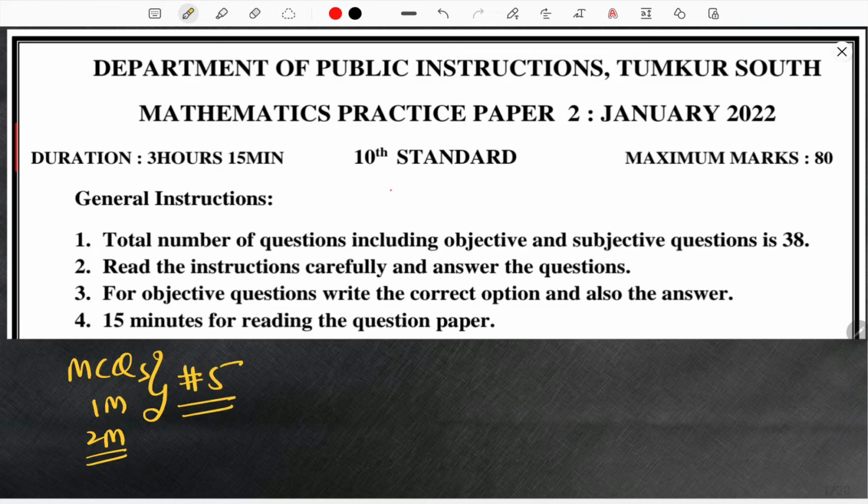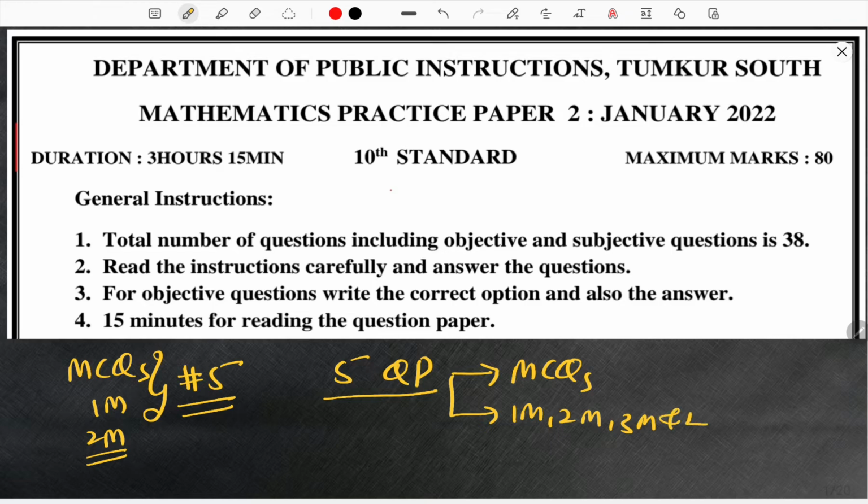Alright, as I am announcing in each and every video, 5 question papers is the target. From 5 question papers, I will be solving all the MCQs, 1 mark, 2 mark, 3 mark and 4 mark questions from the mathematics question paper. So we have reached 2 marks and already I have solved 3 question papers, another 2 question papers are remaining and among them this is the 4th one. Alright, so let us see some of the questions and let us try to understand.